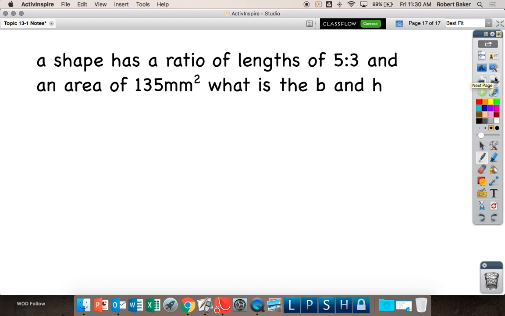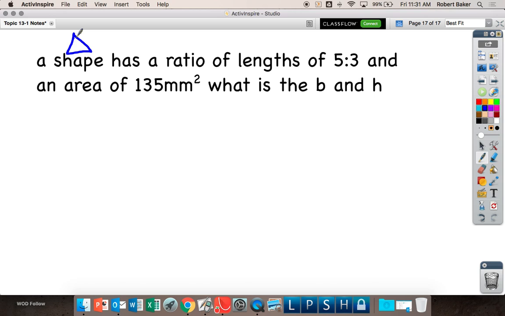This one's tough, right? It says the shape has a ratio of lengths of 5:3, and the area of the shape is 135 millimeters squared. What is A and what is B? So we'll call this shape a triangle, because you have to know what shape it is. So a triangle has a ratio of lengths of 5:3, and the area of the triangle is 135 millimeters squared. What is B and what is H?